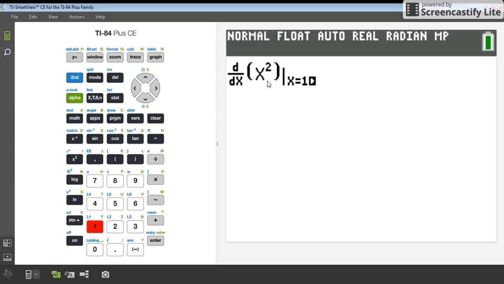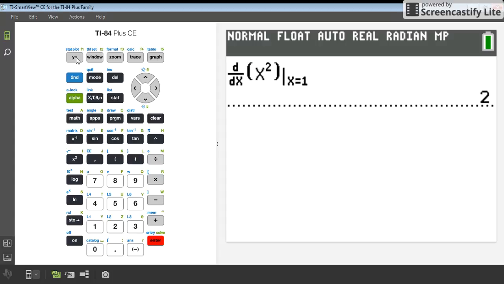Now, if I asked you for the derivative of x squared at x equals 1, you would say that the derivative of x squared is 2x. And when x is 1, 2 times 1 is 2. So the answer should be 2. And sure enough, there it is. The calculator has given us the derivative of x squared at the value when x is equal to 1.